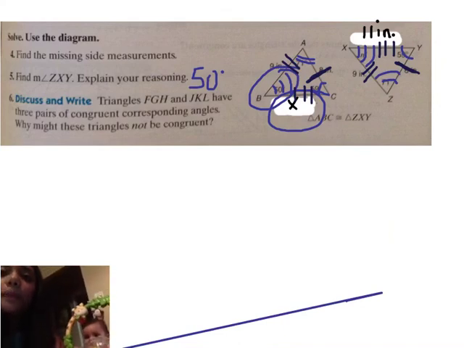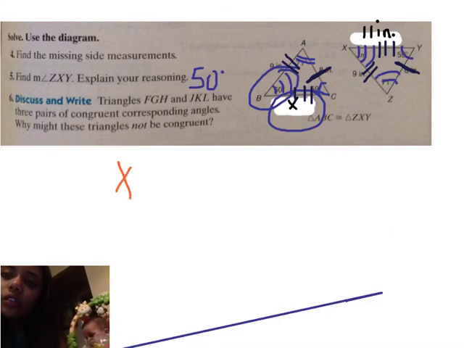Okay, so find the missing side measurements. So that means that my x is equal to 11 inches.